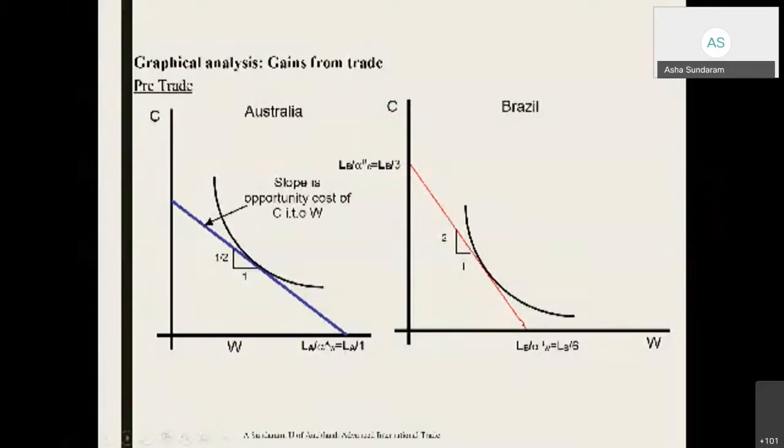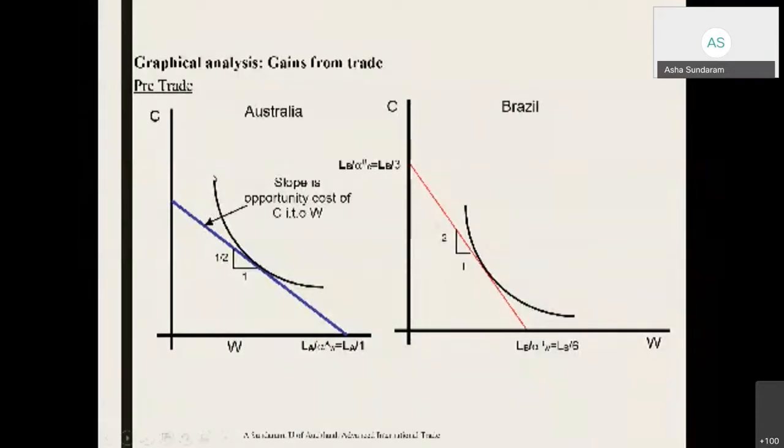And the same applies in Brazil. The reason I have drawn a blue line and the red line is that in both of these countries, in autarky equilibrium, the relative prices have to be the same as the opportunity cost. So they're superimposed upon the production possibility frontier. The PPF gives us the opportunity cost. The price ratio has to lie on the PPF because the price ratio has to equal the opportunity cost. So is that clear? The PPF is different from the price line, which gives you the relative prices.